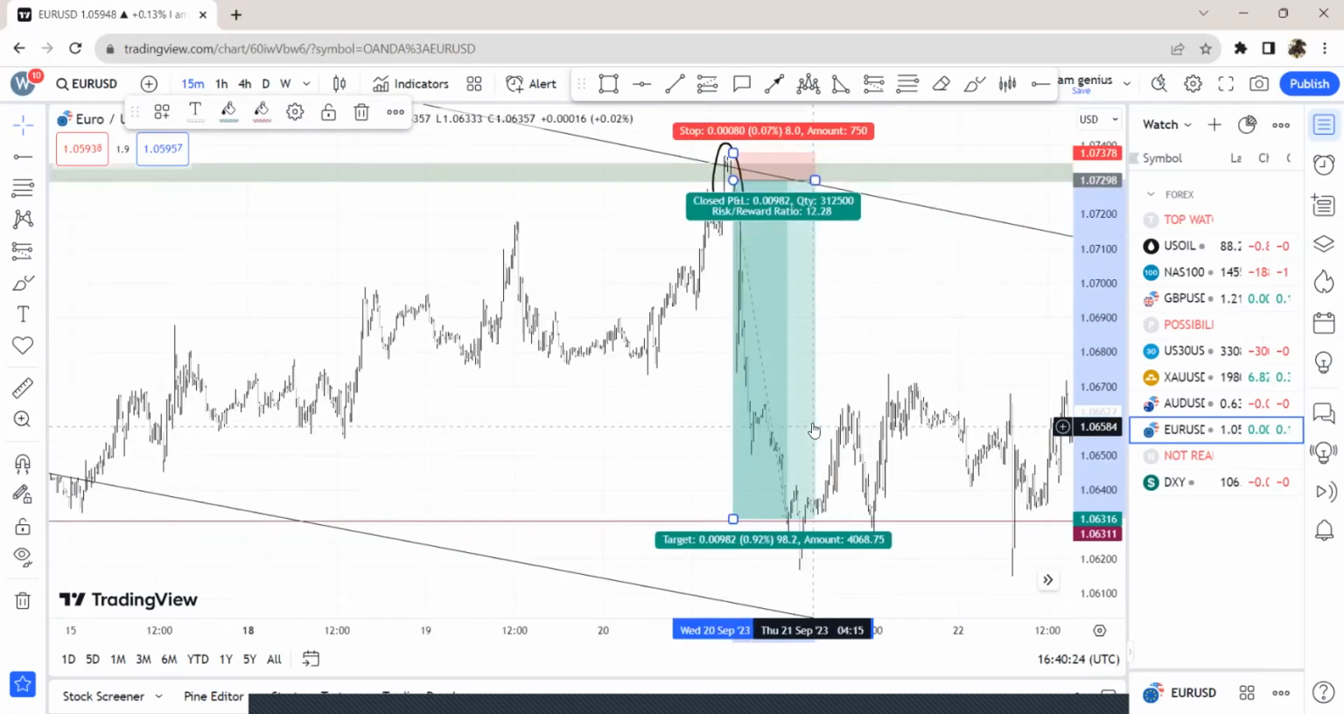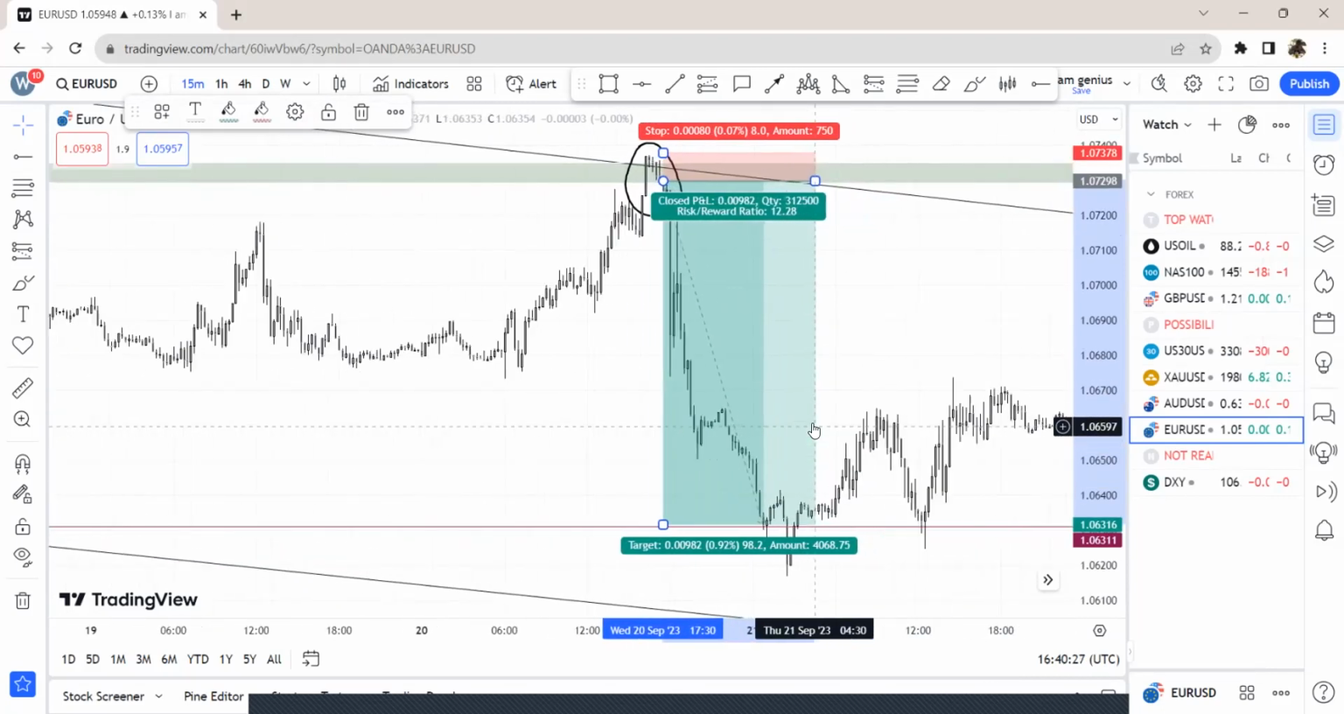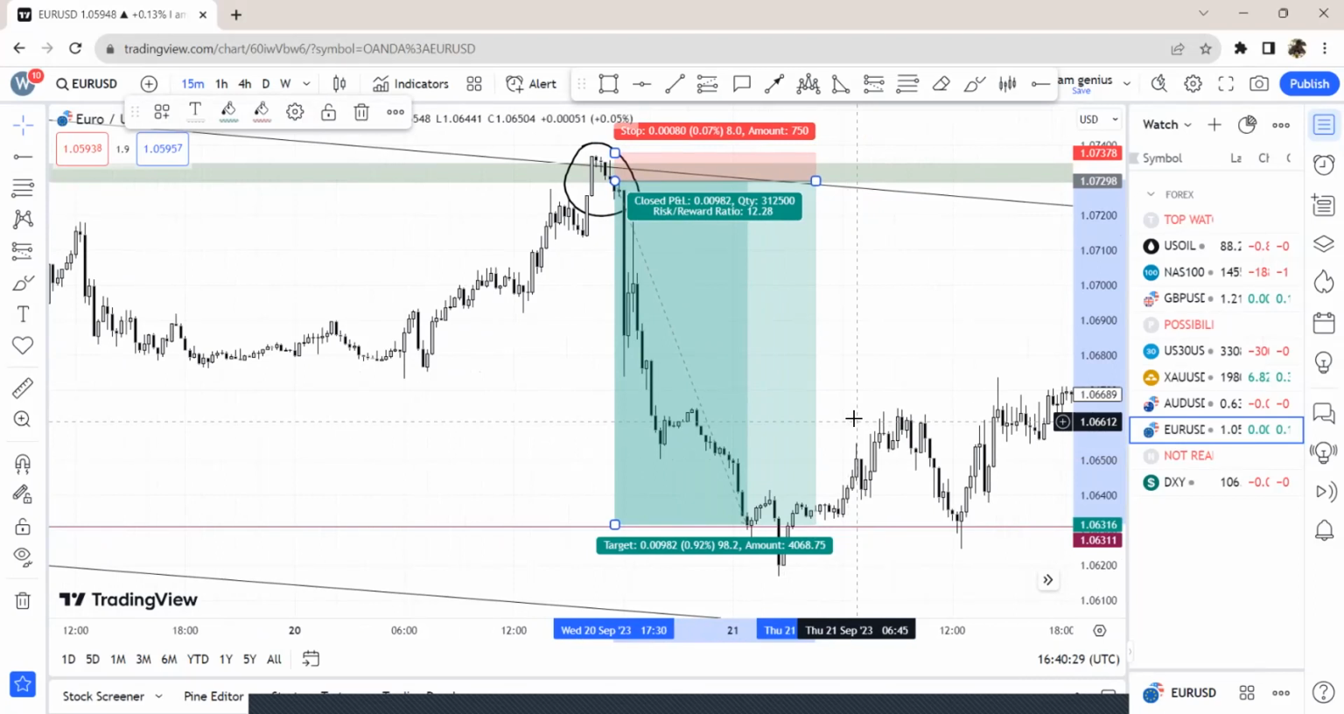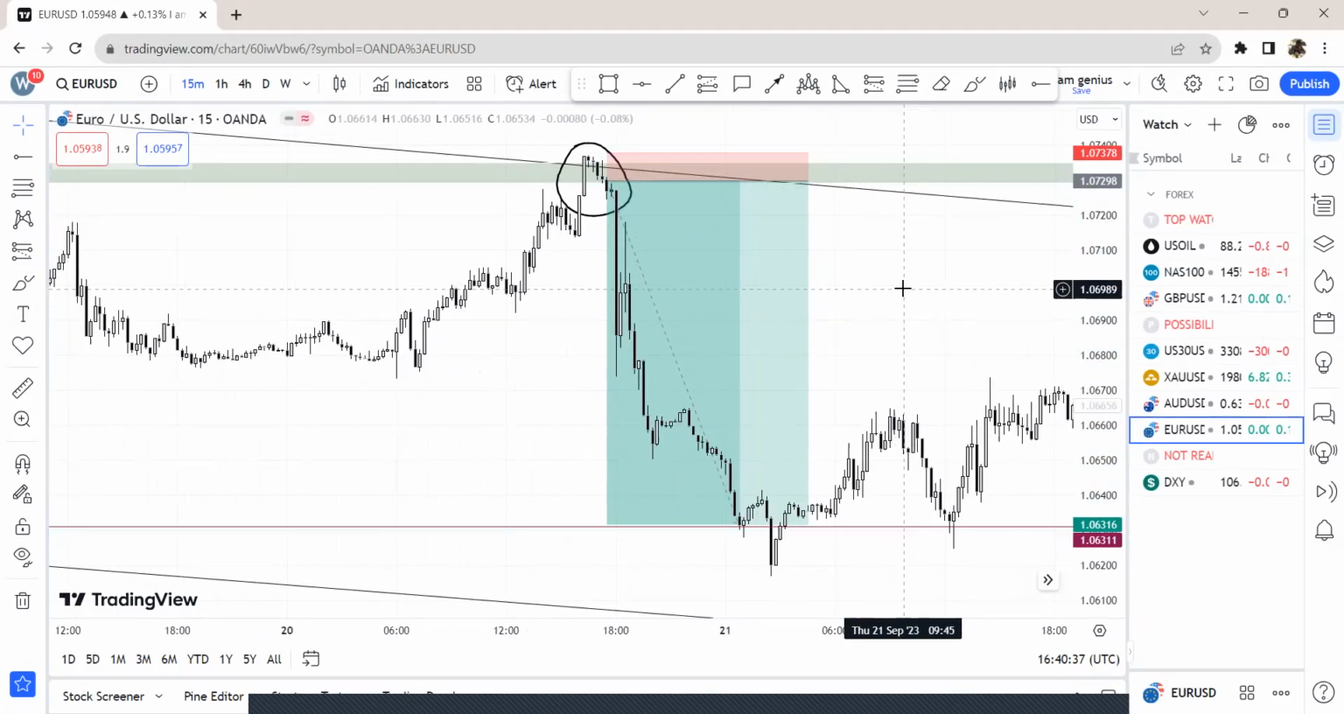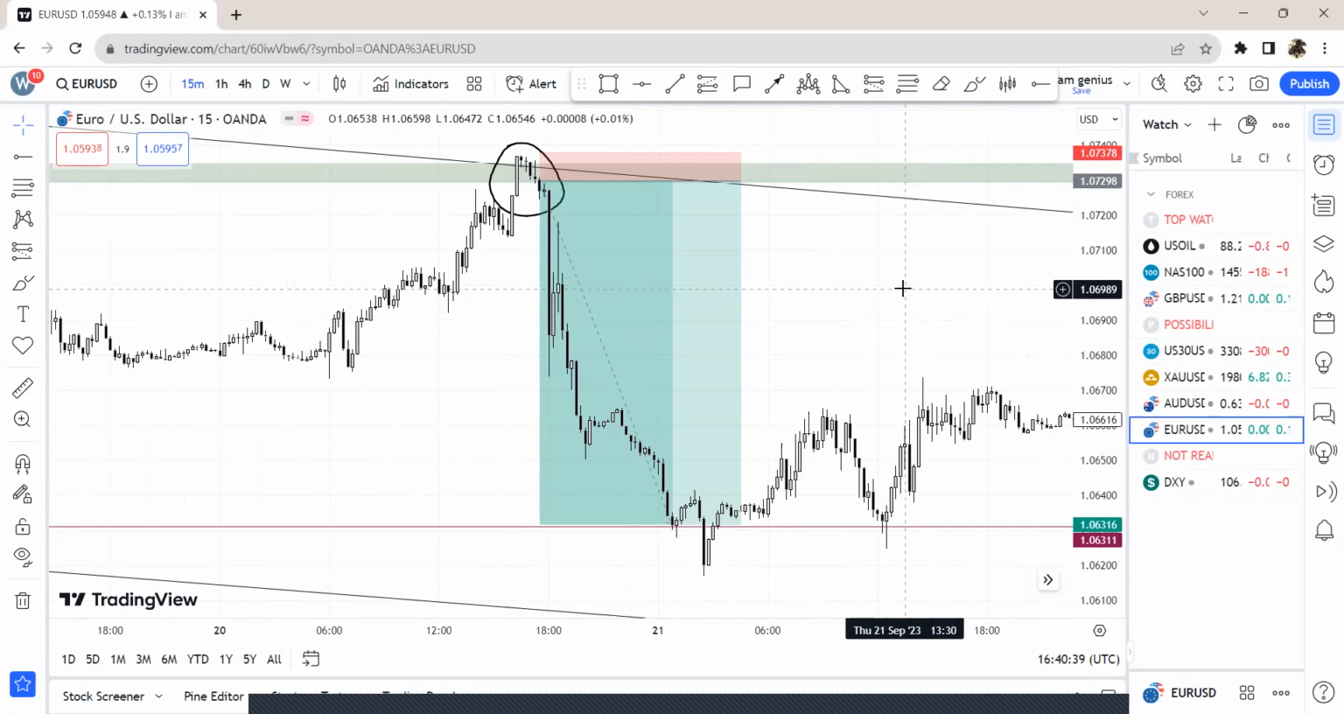So that's my profit target. So this has a risk to reward of 12. That means whatever amount you're risking, multiply it by 12 gives you the amount of money you would have made on this trade. So is that okay? Does that make sense? Or should we look at another example?